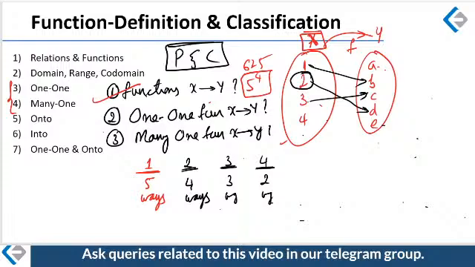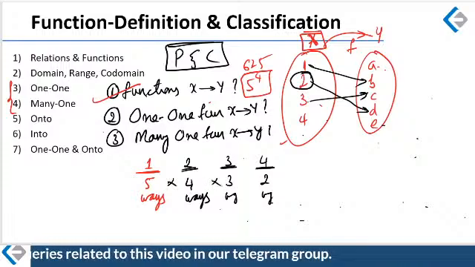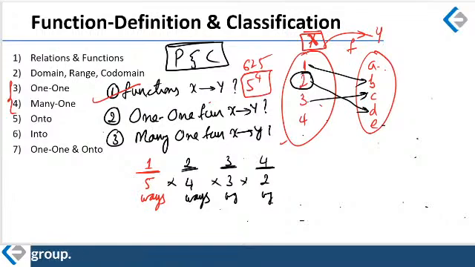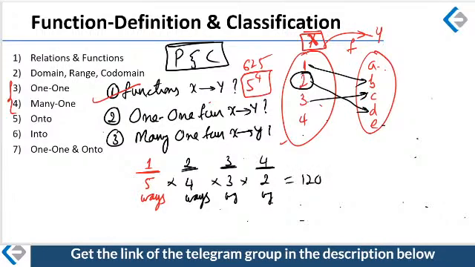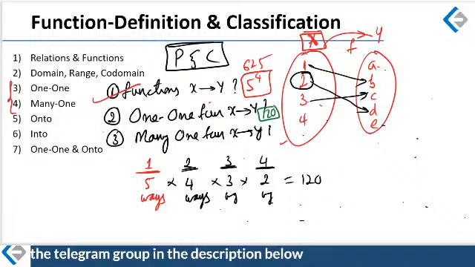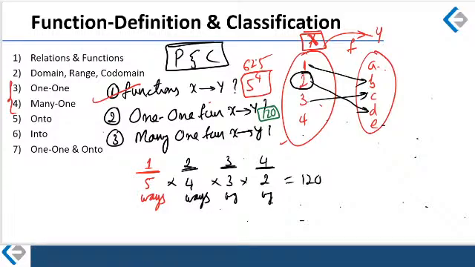Therefore 5 into 4 into 3 into 2, fundamental principle of counting, which I taught you in PNC. This is nothing but 120. So the answer to the second question is 120 ways. First question 625 ways, second question 120 ways.